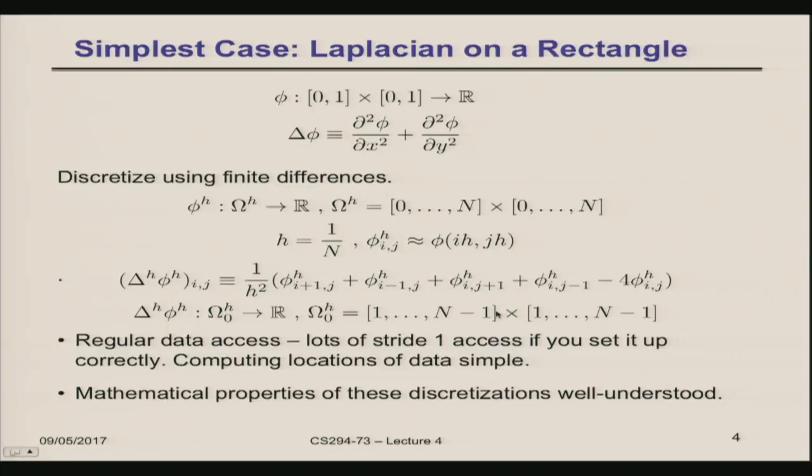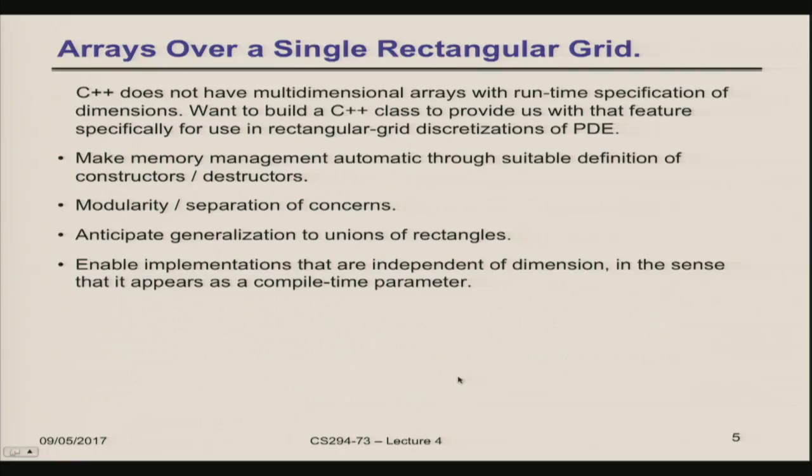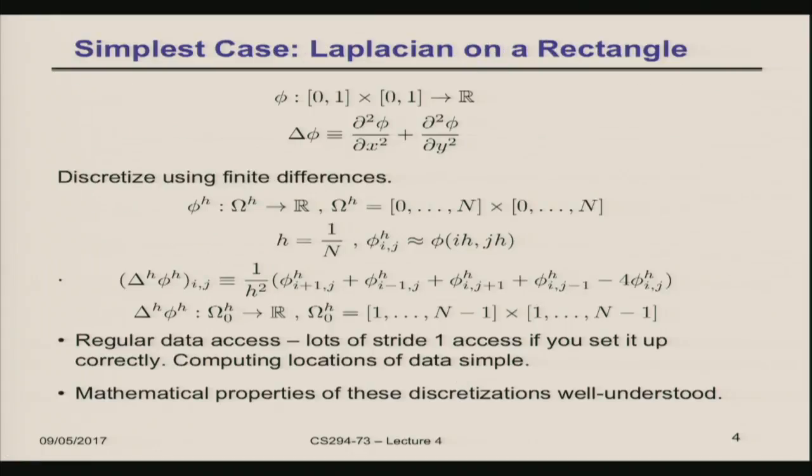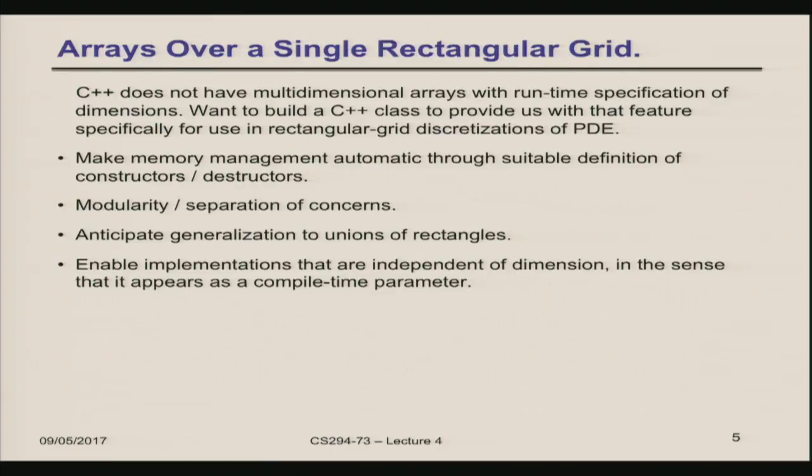So you have regular data access, lots of stride 1 access if you set it up correctly. It's also easy to figure out who your neighbors are. If you've defined what this domain is, kind of mathematically, you know what directions are up, down, left, right. The mathematical properties of these discretizations are well understood. It's the oldest form of numerical computing, actually goes back to prior to the existence of electronic computers.